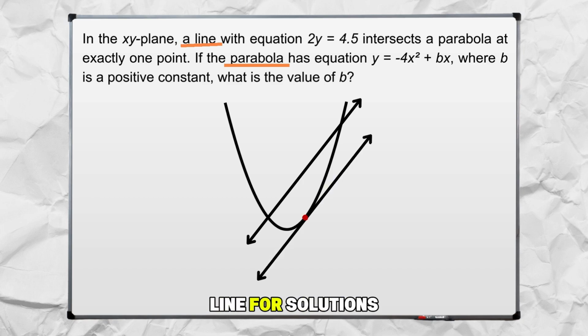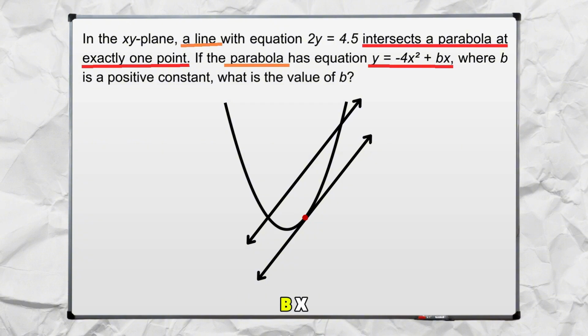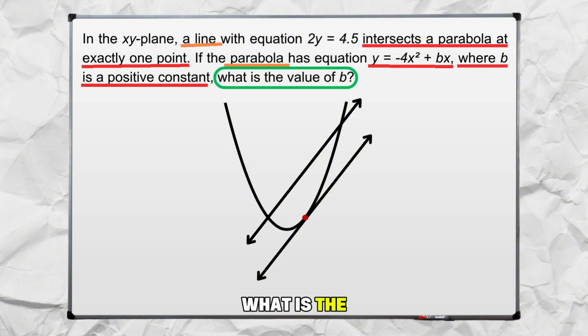Instead of the line for solutions being the x-axis, now it's whatever line they give you, and our solutions are where those two things intersect. Pretty much, if it says that the line intersects a parabola at exactly 1 point, if the parabola has equation y equals negative 4x squared plus bx, where b is a positive constant, what is the value of b?